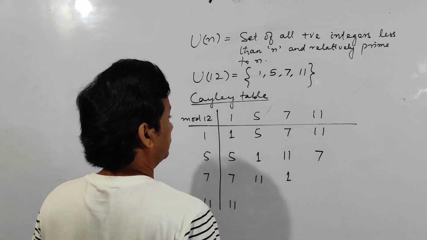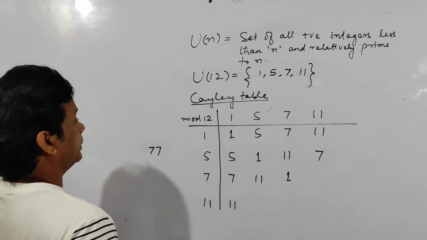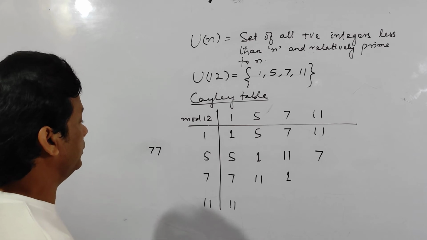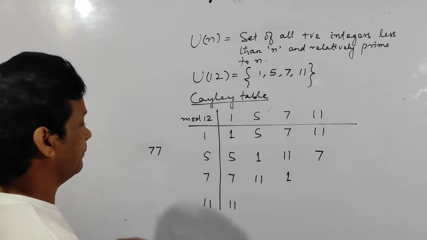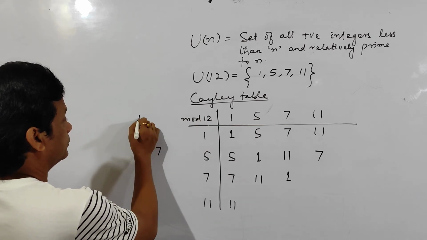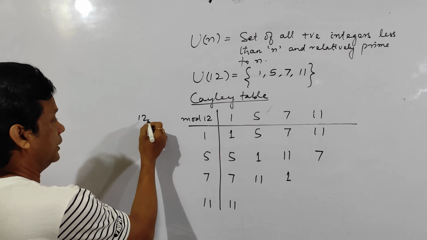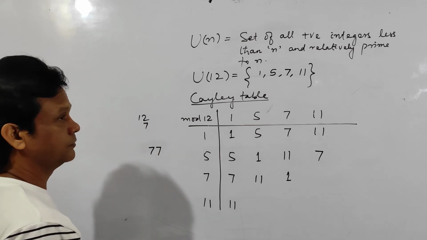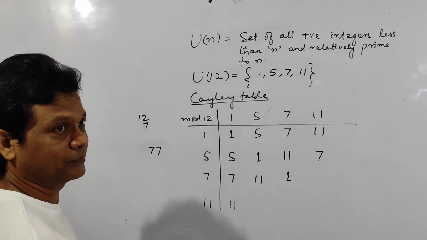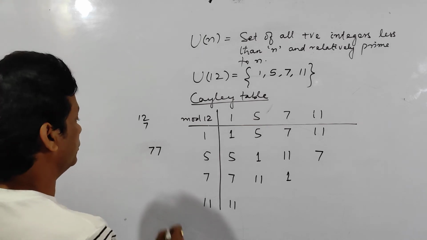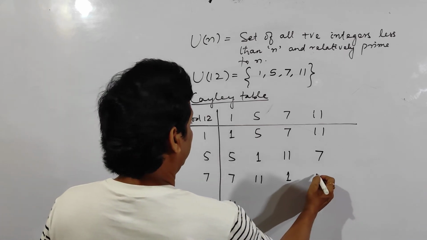Then 11 times 7 is 77, and when 77 is divided by 12, the remainder will be how much? Please tell me. 12 times 5 is 60, then 12 times 6 is 72. So if we subtract 72, it will be 5. So this will become 5.